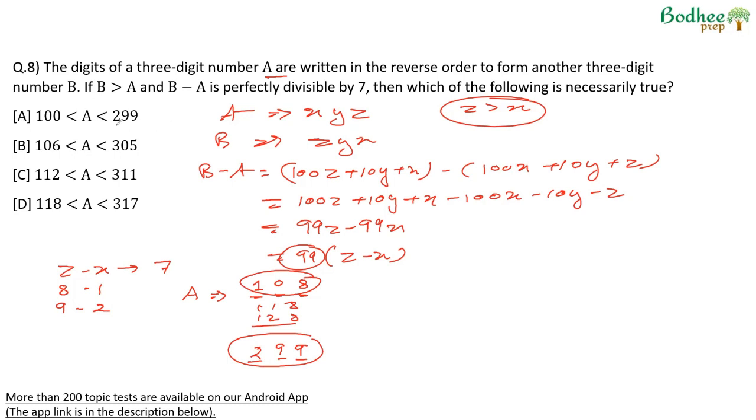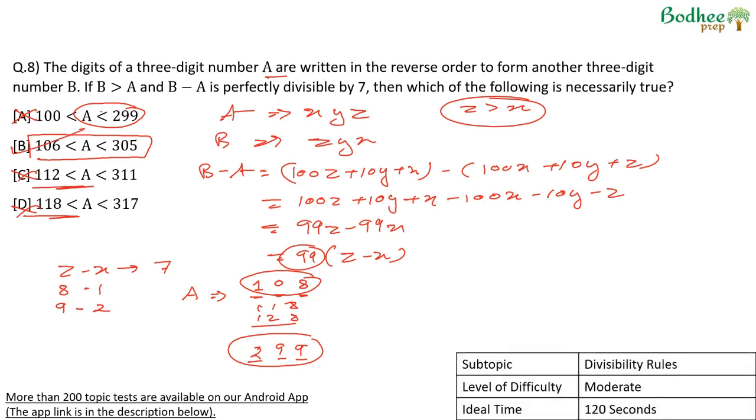We look for a range where both these numbers are included. 299 is not included here, so not an answer. 108 is not included here, 108 is not included here. If we look at this range, A is greater than 106, 108 is included. A is less than 305, so 299 is included. Hence, option B becomes the answer. I would say an easy to moderate sort of question. 2 minutes good enough to get the question done.